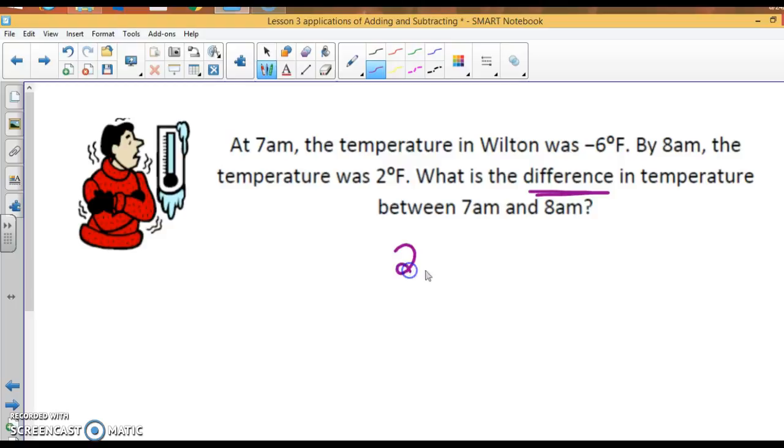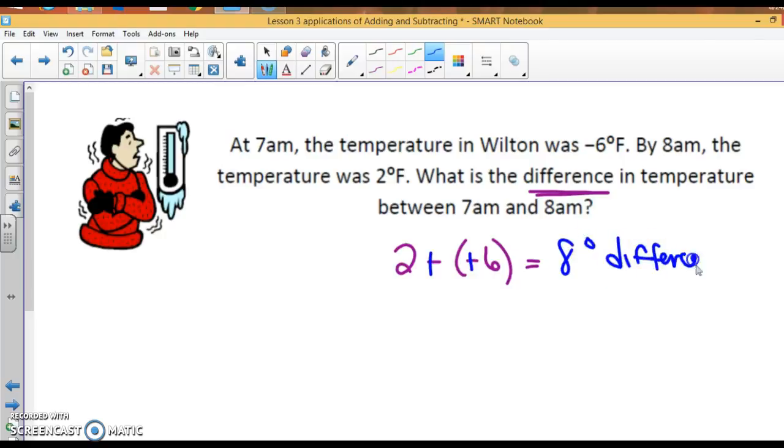2 minus negative 6. What's the difference? This is a subtraction problem. So I change it to add. What's the opposite of negative 6? Positive 6. 2 plus 6 is 8 degrees difference.